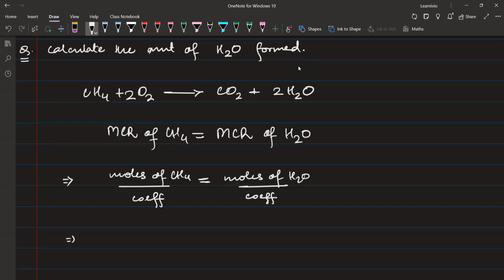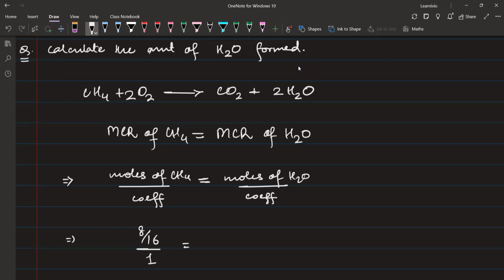Moles of CH4, which is given mass by molar mass. What should I write? Tell me. 8 by 16. 8 by 16 divided by 1 is equal to, what should I write here?